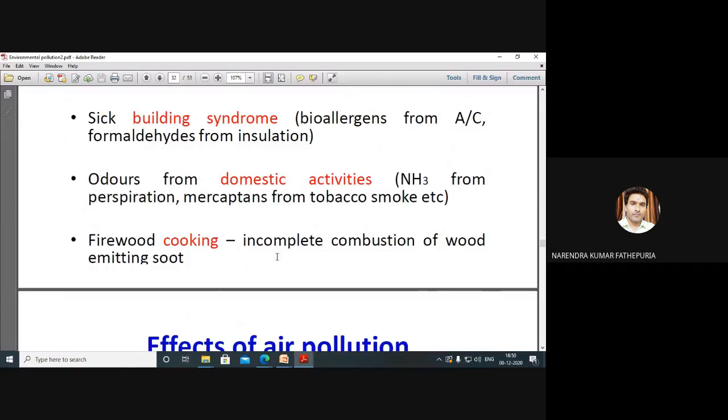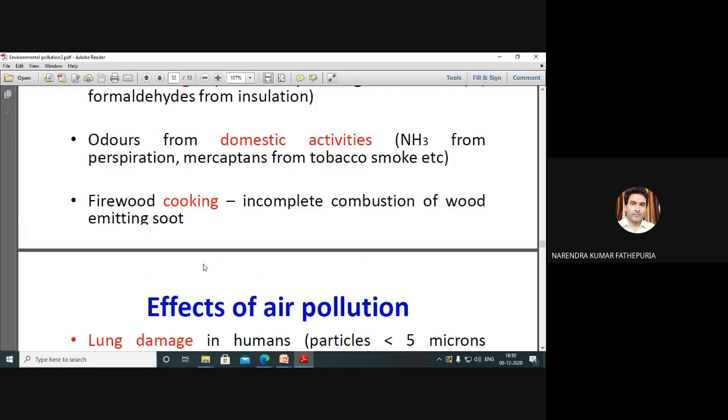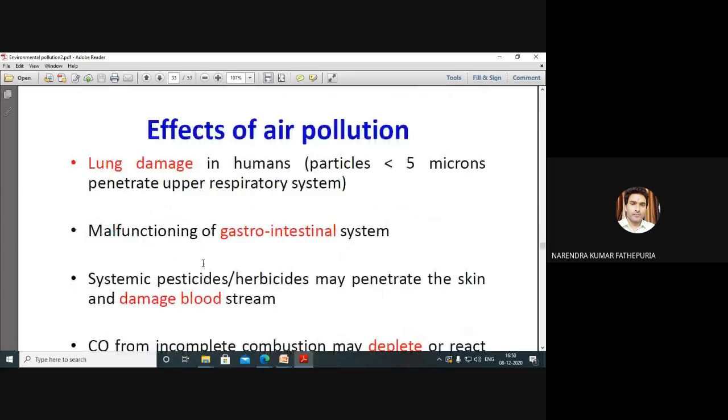Firewood cooking also, because when cooking with firewood, incomplete combustion is happening. Incomplete combustion of wood emits soot, which contains carbon monoxide and carbon dioxide, which will be released into the atmosphere. In older times, in villages and all that, firewood cooking is common, so it causes a lot of air pollution. And these are the effects of air pollution.